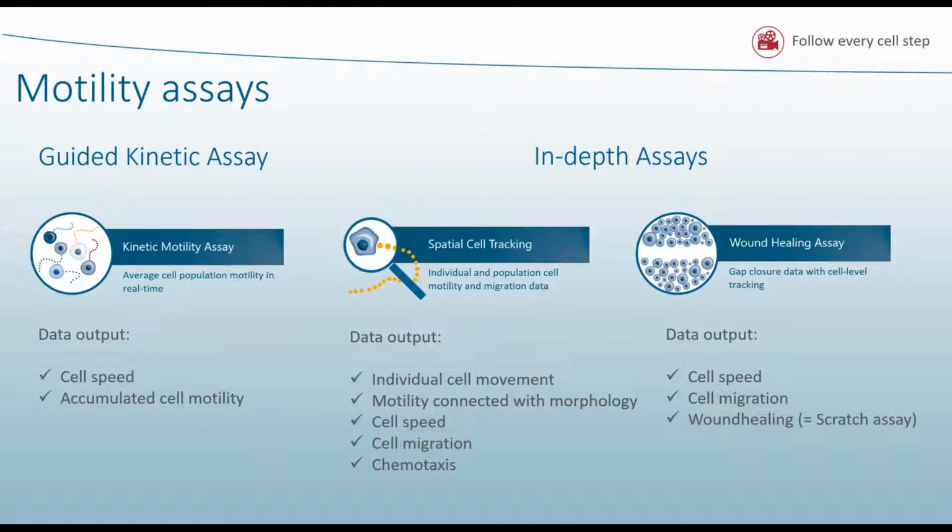Using the software, the user will track each individual cell over time through all the image frames and get individual cell movement. How does it move motility-wise? That is, how far did it run? But also the migration and the speed, and if you have any chemotaxis, for example. But you can also connect motility to cell morphology.